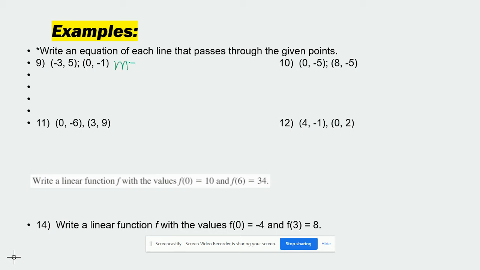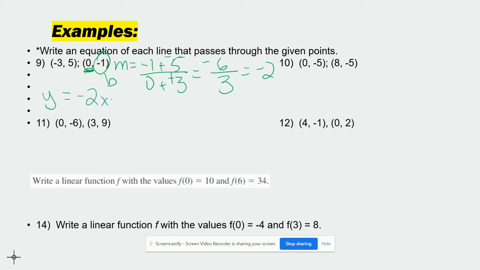So if I found slope first, we have negative 1 minus 5 over 0 minus negative 3. Negative 1 plus negative 5, add the opposite, gives us negative 6. Add the opposite here. 0 plus 3 is 3, and that's negative 2 for our slope. They give us our 0 here, so negative 1 is our b. Y equals negative 2x minus 1.